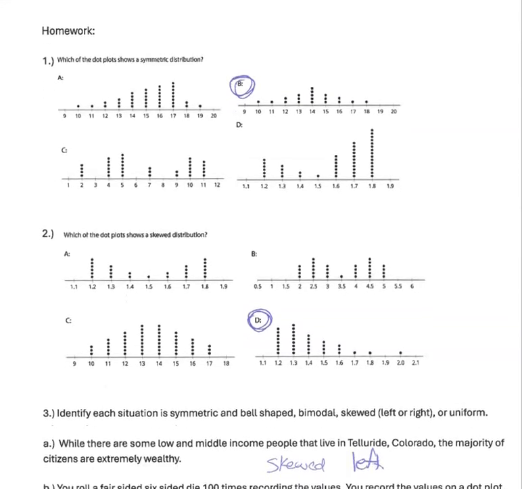Let's go to the homework now. The homework looks like it printed weird, or scanned in weird. So the first one says which of these would be symmetric. That would be B. So symmetric distribution would be B.